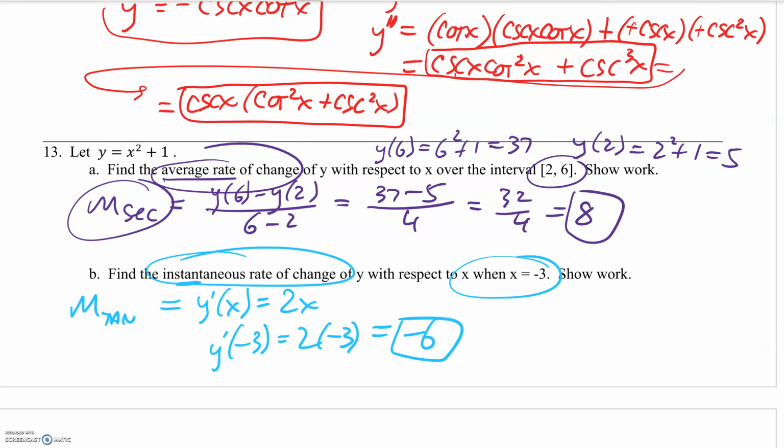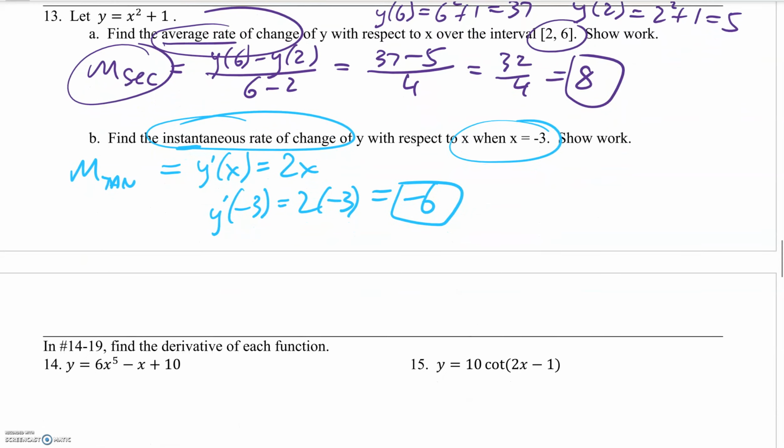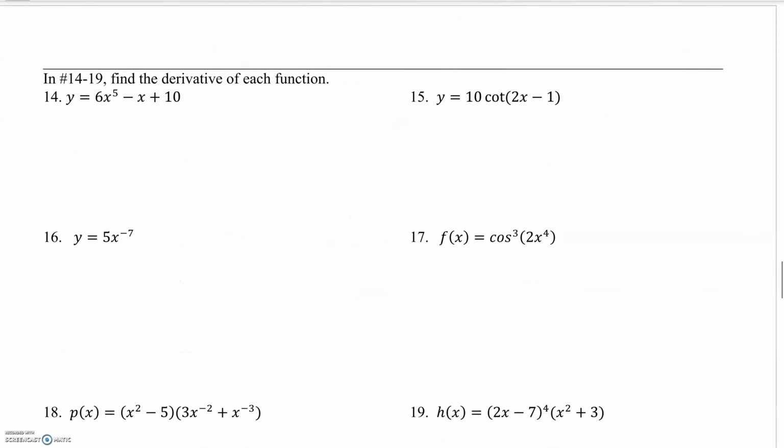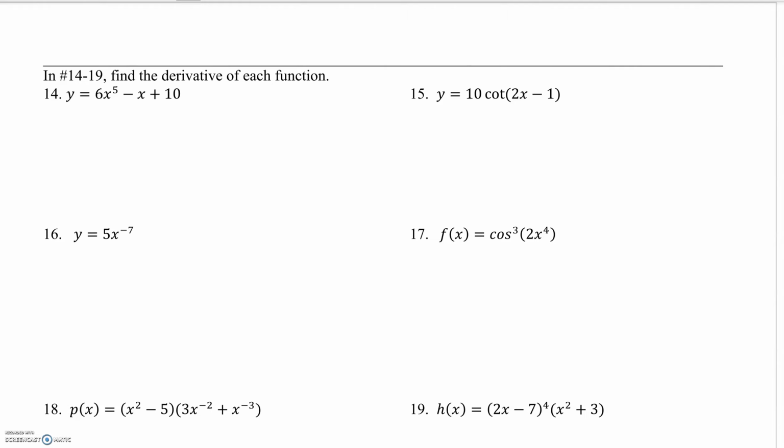Don't be tripped up by this weird wording, instantaneous rate of change. That means derivative. That means slope of the tangent line. All right, we're done with number 13. Moving on to 14. We've got a whole bunch of derivatives here. See if we can crank a bunch of them out.